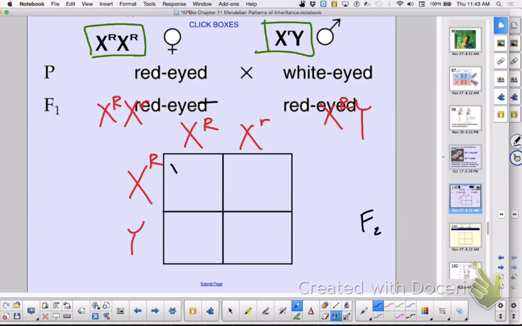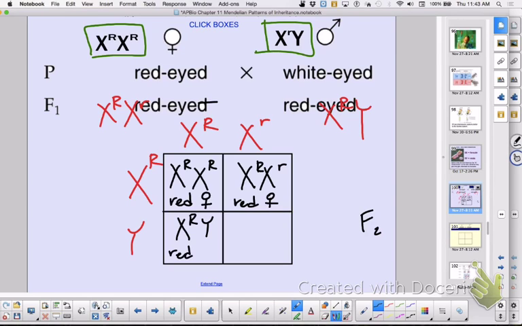Okay, so when I do this, this would be in black now, I'm writing for my F2s. What would this be? A red female. This would be a what? Red female. And this would be a red male. And this would be a what? Okay, do you see how we do that?